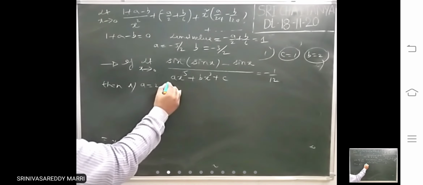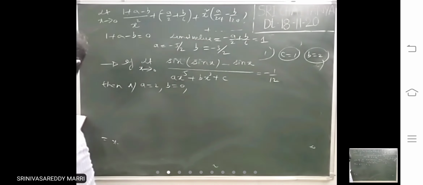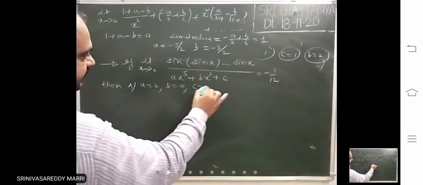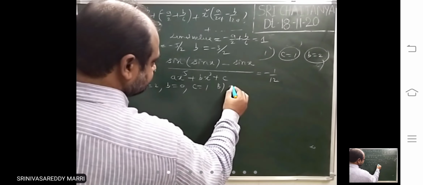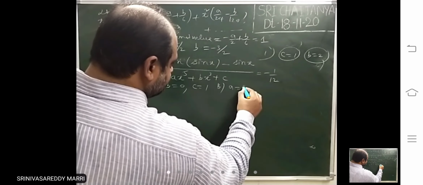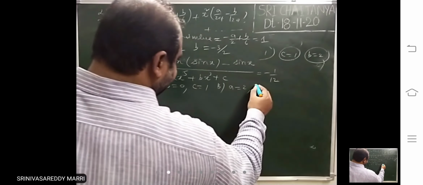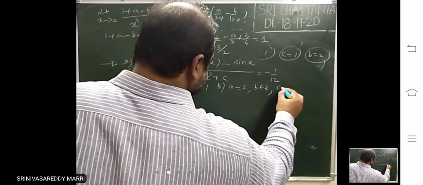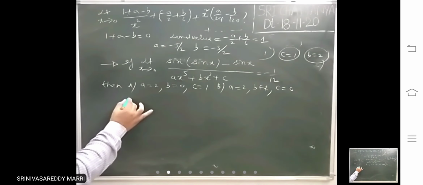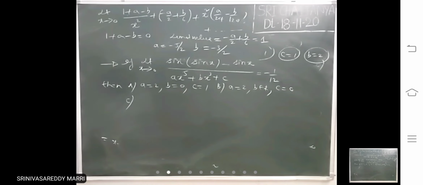option A: a equal to 2, b equal to 0, c equal to 1. Option B: a equal to 2, b belongs to R, c equal to 0. Option C.